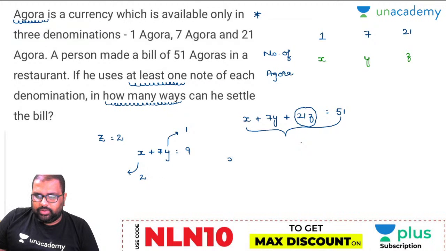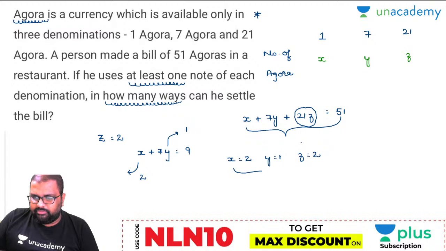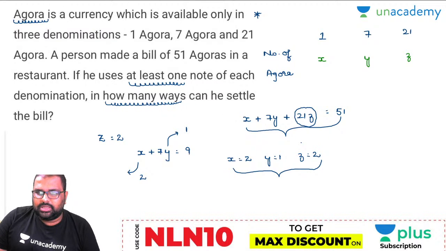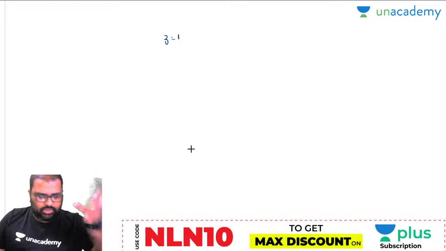So automatically your x is equal to 2, your y is equal to 1 and your z is equal to 2. This is the only case that is possible. Will you accept it? Yes, you have to accept this. Now coming to the next possibility, z is equal to 1, there is only one. z is equal to 0 is not a chance.